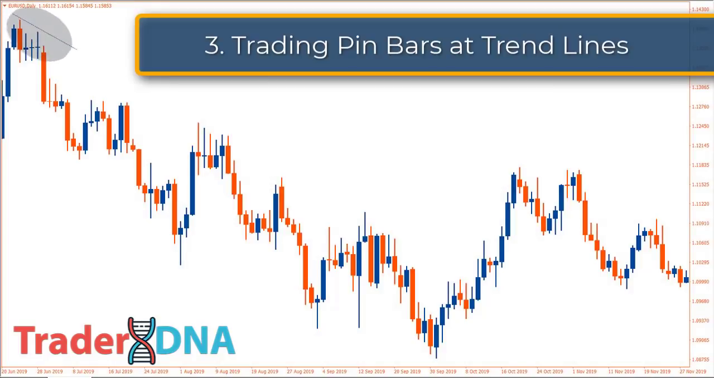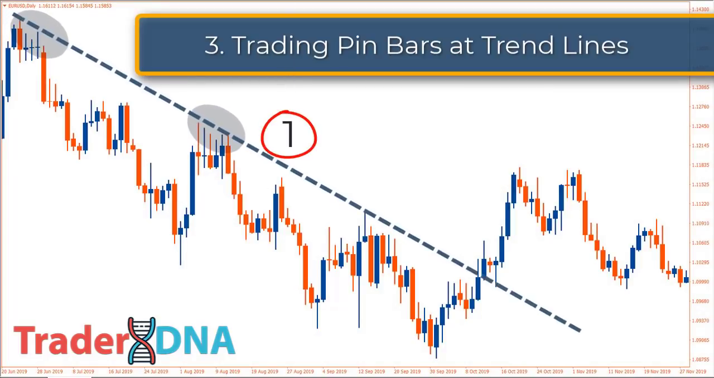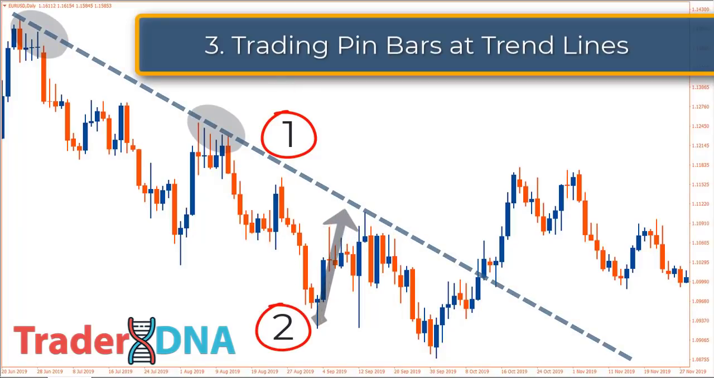First, draw a trend line on an up or downswing. Second, wait for price to return to the trend line. Third, enter upon seeing a pin bar candlestick form.